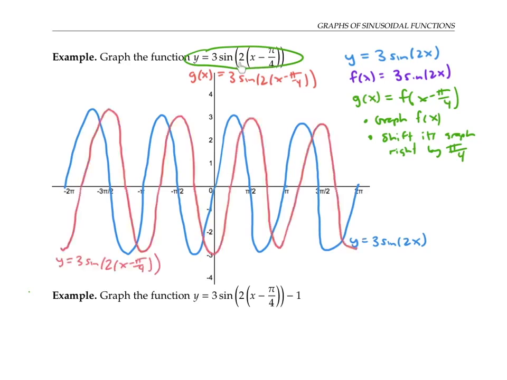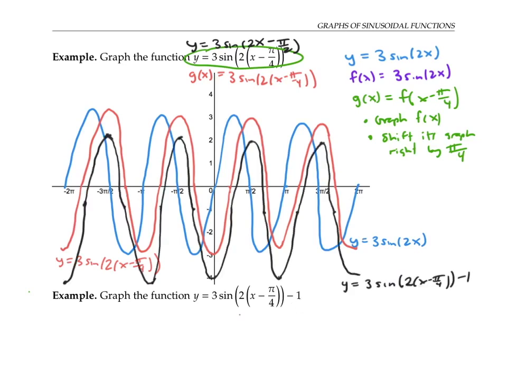Notice that since I had my function written in factored form, I could just read off the horizontal shift. But if I had written it instead as y = 3 sin(2x - pi/2), which is algebraically equivalent, it would be easy to get confused and think that I needed to shift over by pi/2. So it's best to factor first before figuring out what the shift is. We're factoring out the coefficient of x. If instead we wanted to graph this function, same as the one we just graphed, just with a minus 1 on the outside, that minus 1 would just bring everything down by 1.